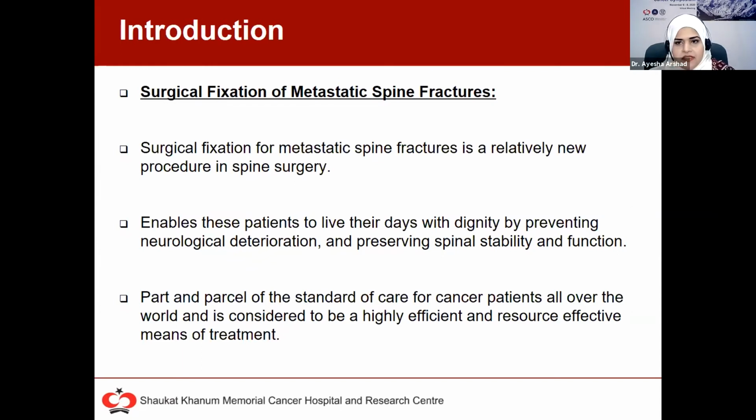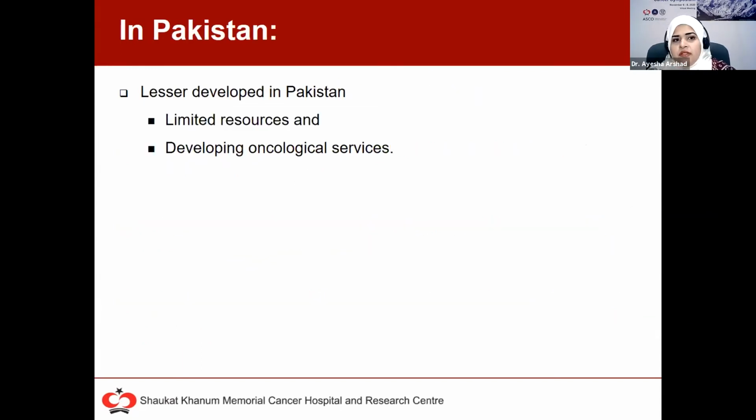Therefore, this procedure has now become part and parcel of the standard of care for cancer patients all over the world, especially in the developed world, and is considered to be a highly efficient and resource effective means of treatment for these patients. However, when we come to developing regions like Pakistan, we are still very limited in our resources. This field of surgical fixation for metastatic spine fracture is still less developed in Pakistan than one would like it to be. Actually, Shaukat Khanum is the cancer hospital in the country at the moment, catering to a wide variety of cancer treatment modalities not happening anywhere else in the country.